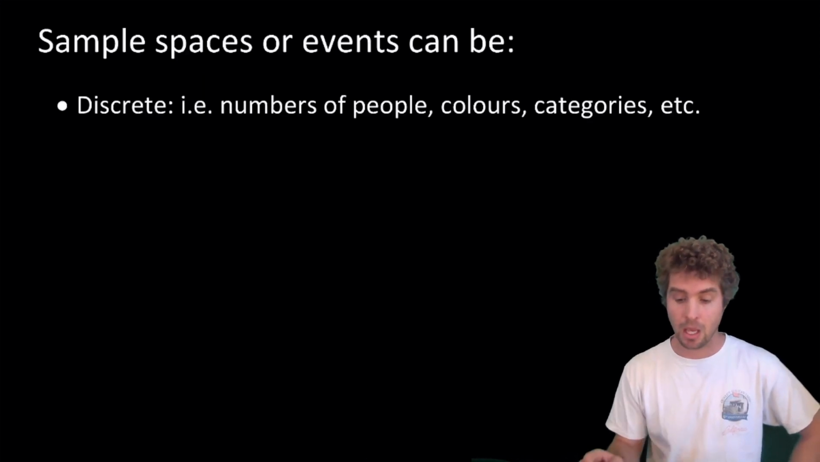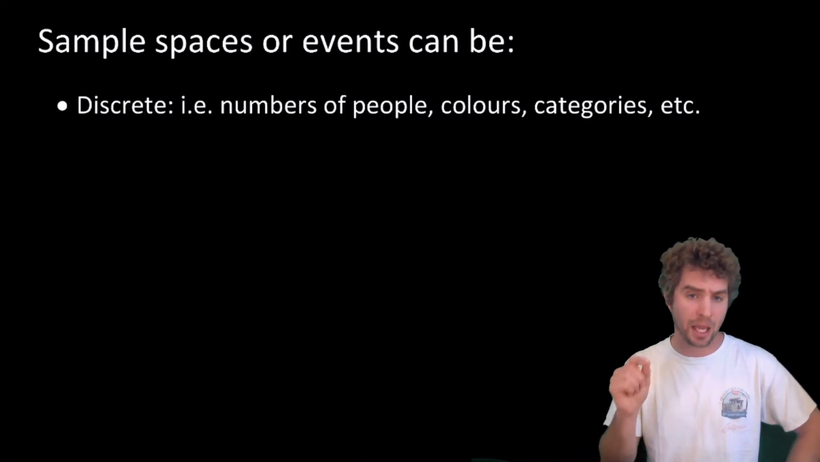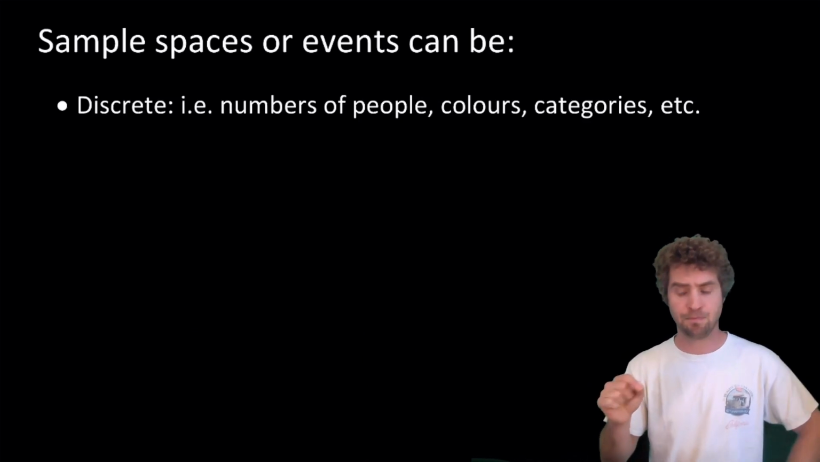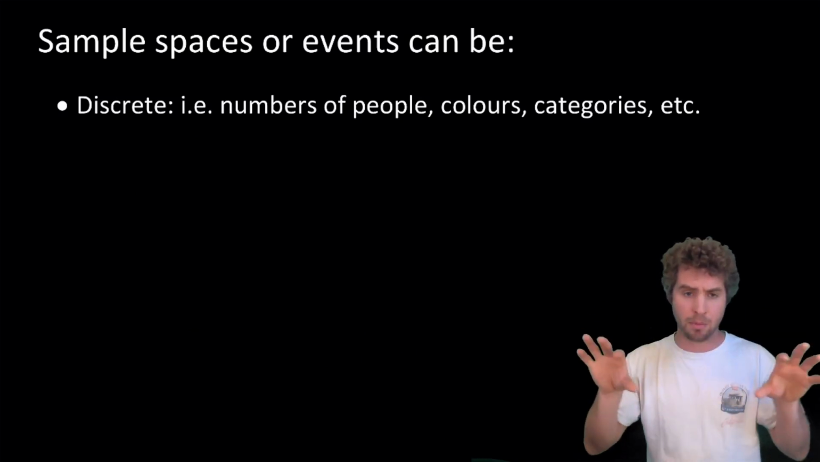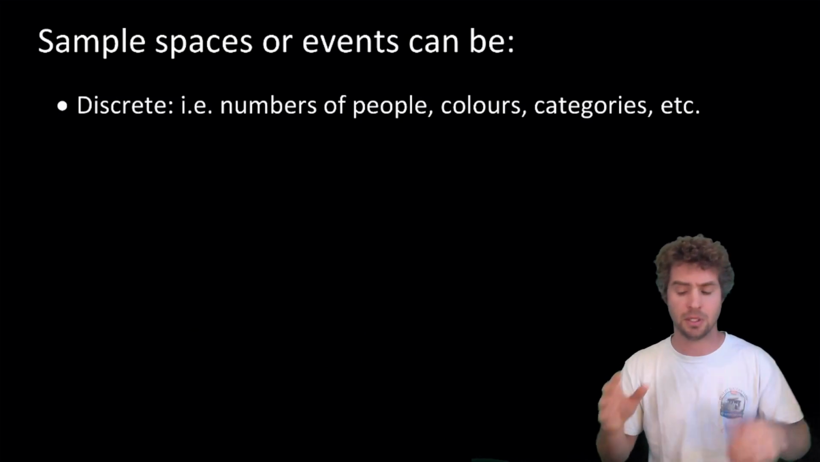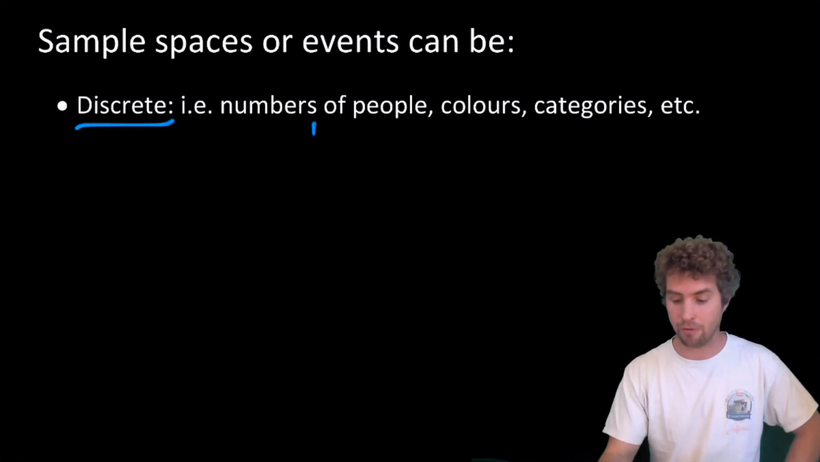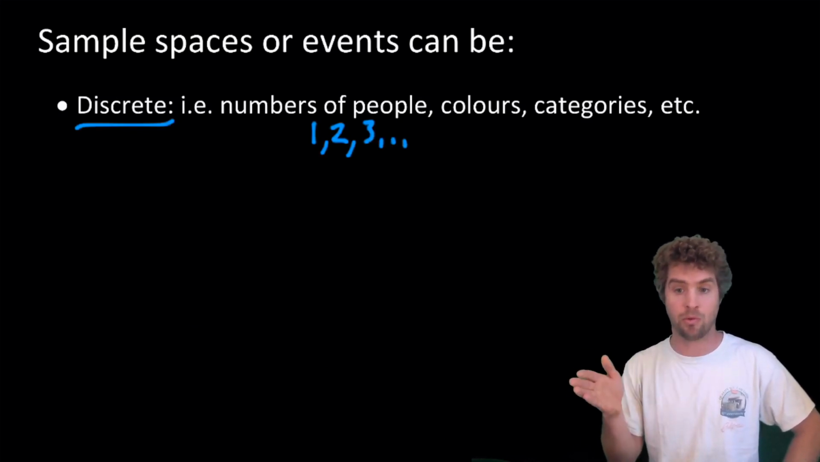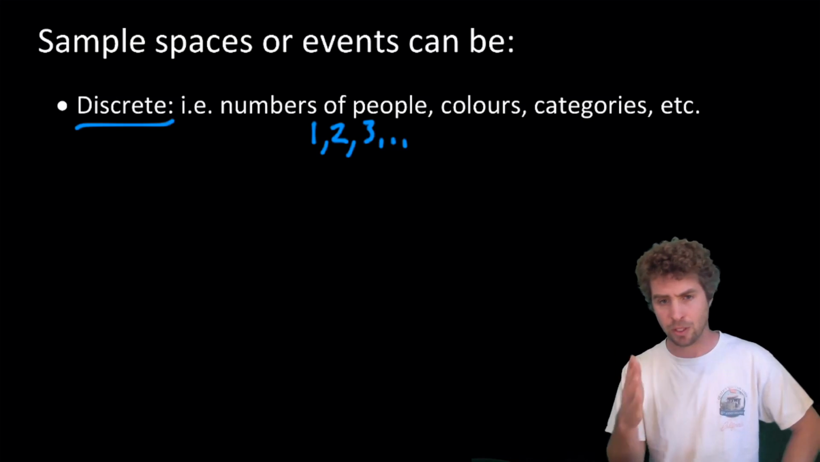All right. A few notes on sample spaces and events. They can be discrete. Discrete is where there's a proper distinction between the events and the outcomes. So things like numbers of people, you can't have 1.5 people. You can have 1 or 2 or 3, and nowhere in between, right? They don't sort of overlap or run together.